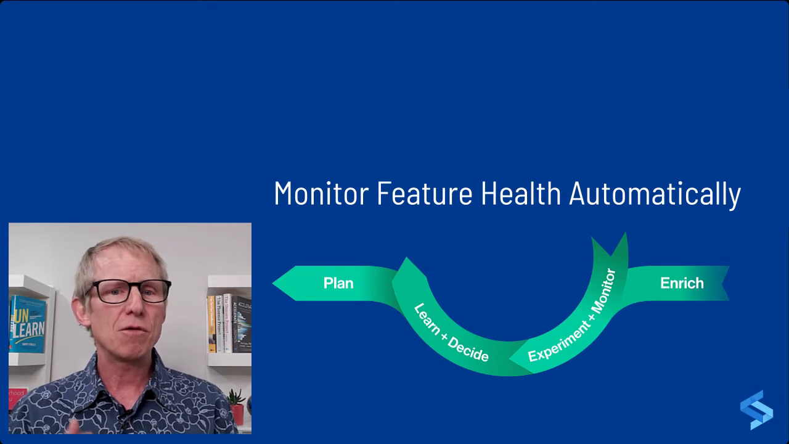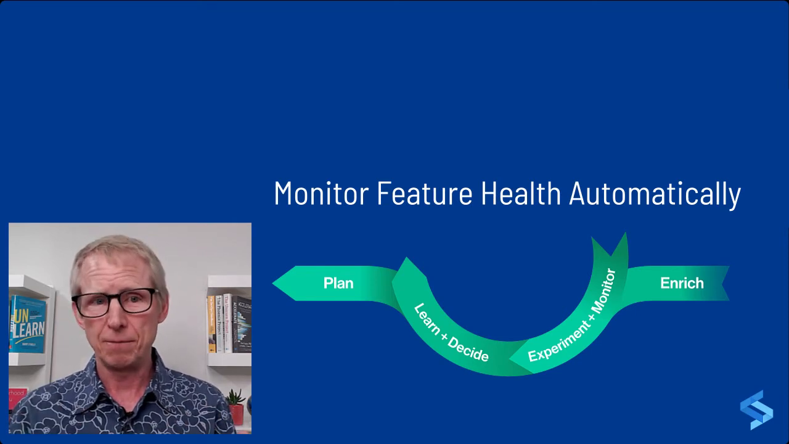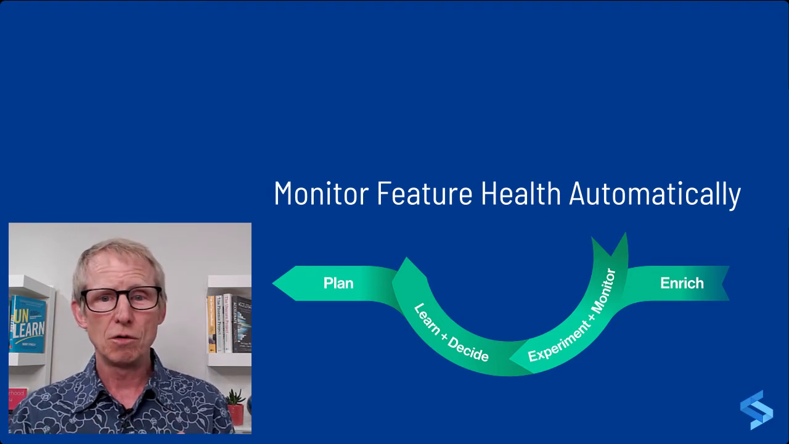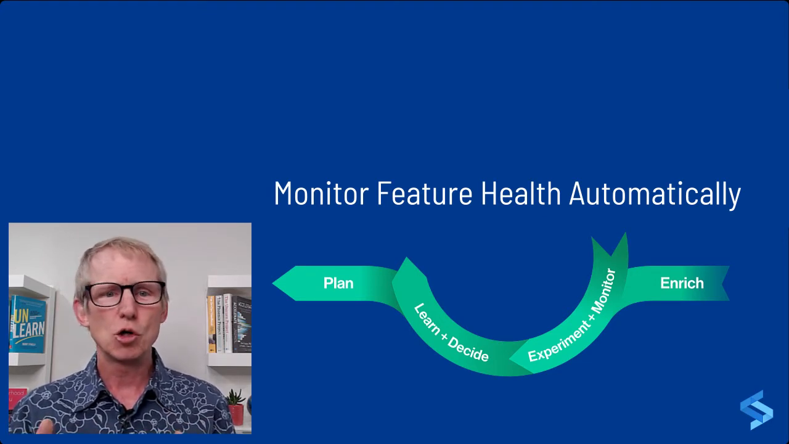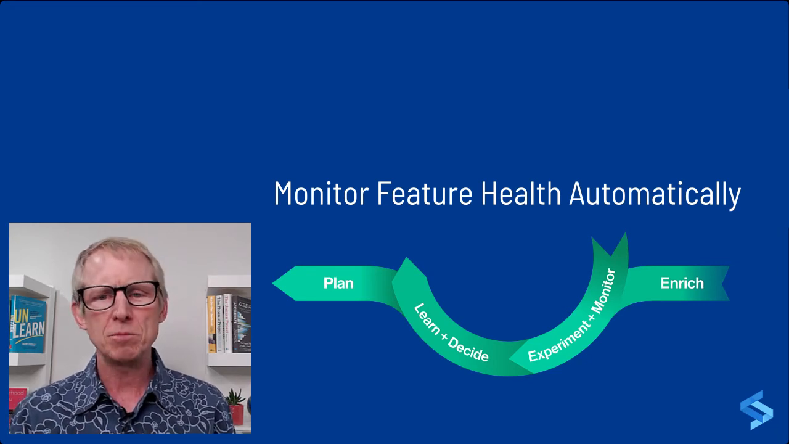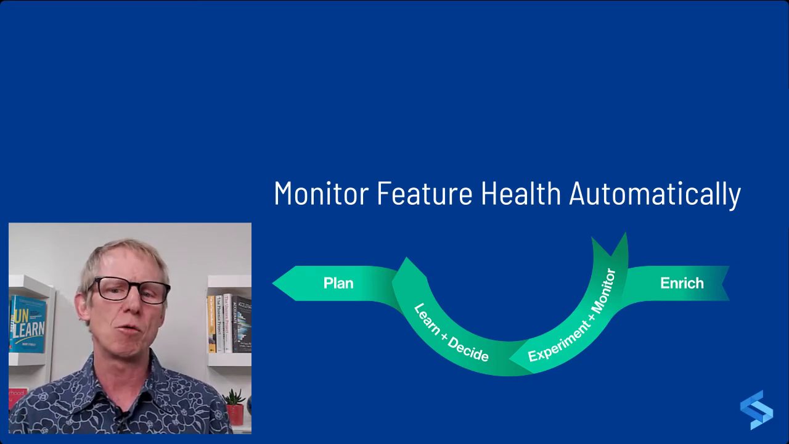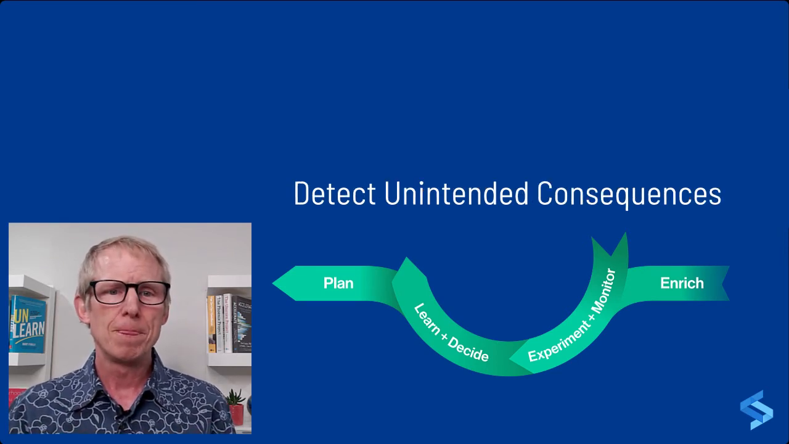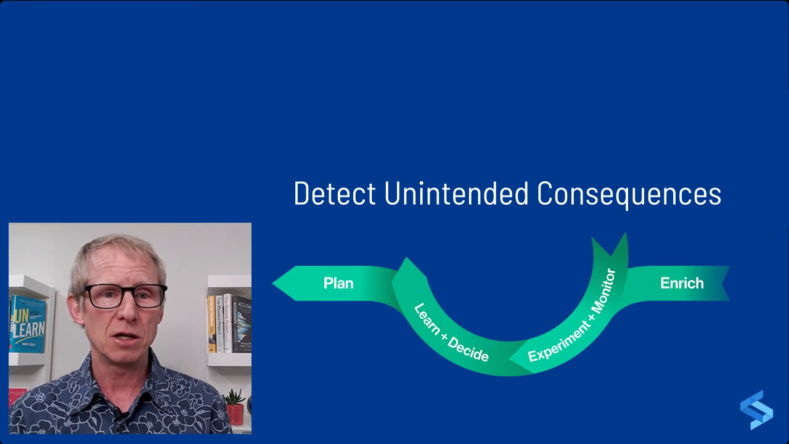Second, they monitor feature health automatically. Split begins measuring the causal effect of each feature during its rollout within minutes, quickly identifying issues that otherwise would go unnoticed, affording your teams the opportunity to kill the root cause of a performance issue before it reaches the rest of the population. Third, they quickly detect unintended consequences.